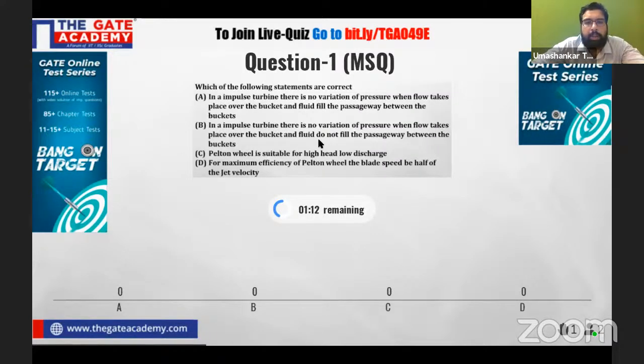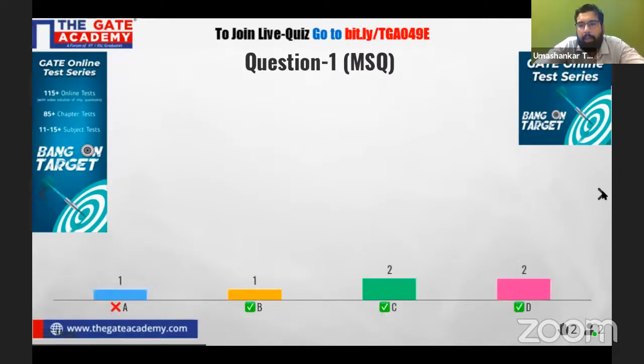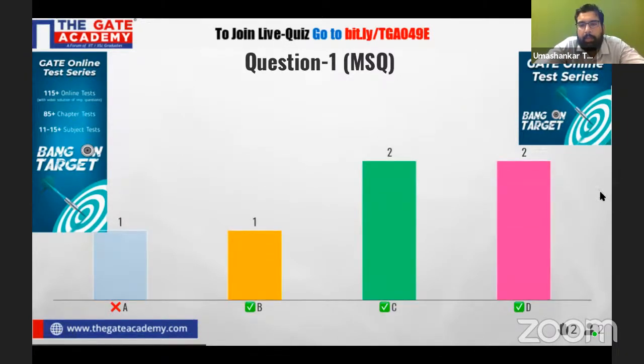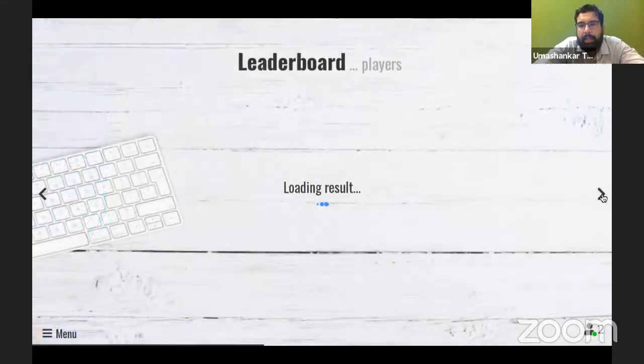So it is a question of impulse turbine. We also call it Pelton wheel. Please read the question carefully before answering. So in an impulse, okay, so all of you have answered. So let us see how many of you have answered correctly.